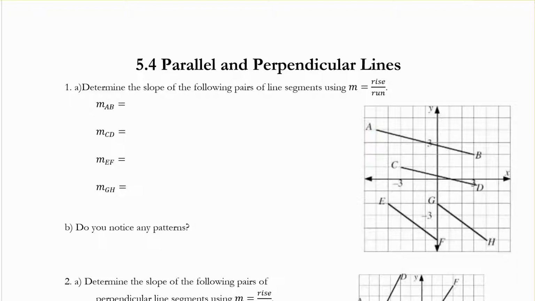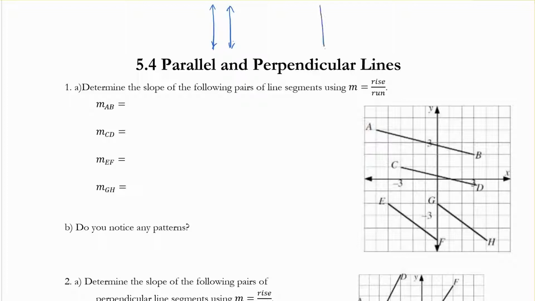All right, so here's lesson 5.4, parallel and perpendicular lines. What this one's going to be about, and I think you probably know some of this from past courses. Parallel lines are lines that are straight beside each other. They'll never touch, right? If you continued on both those lines forever, they would never intersect.